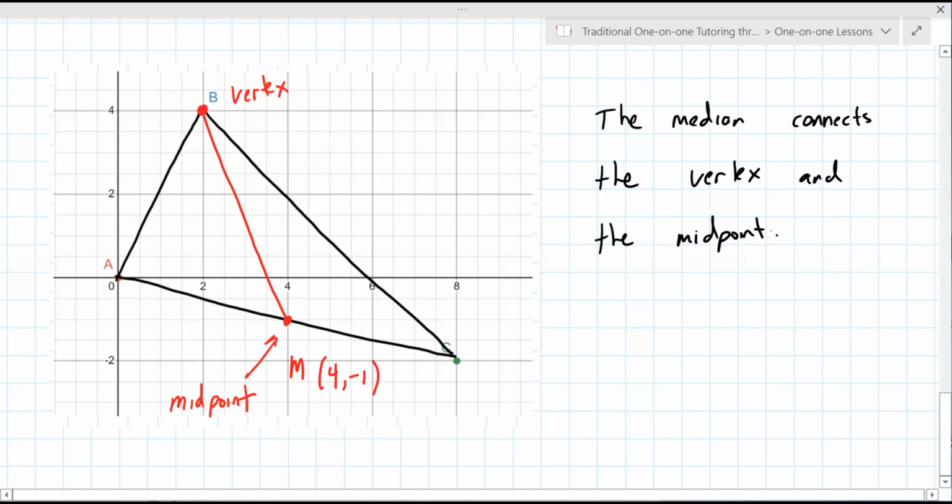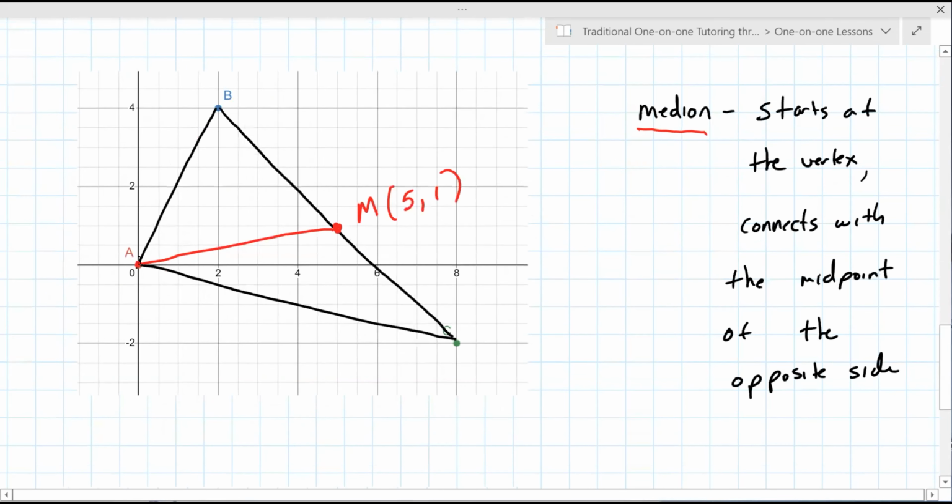Okay. I'm going to keep asking you that. What does the median connect? The median connects to the midpoint. Connects what? The vertex and the midpoint. Let's go back to the previous one that we did. What is letter A?